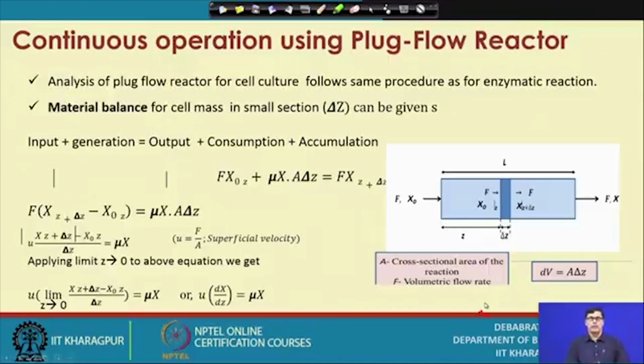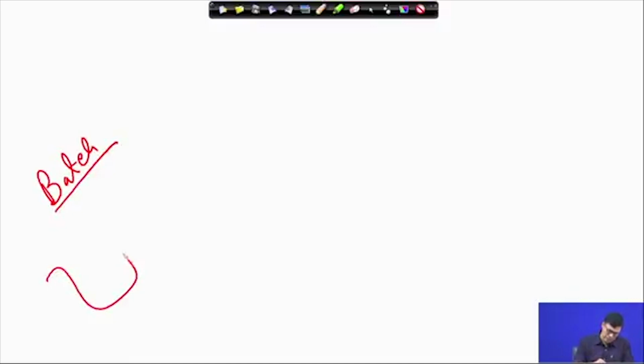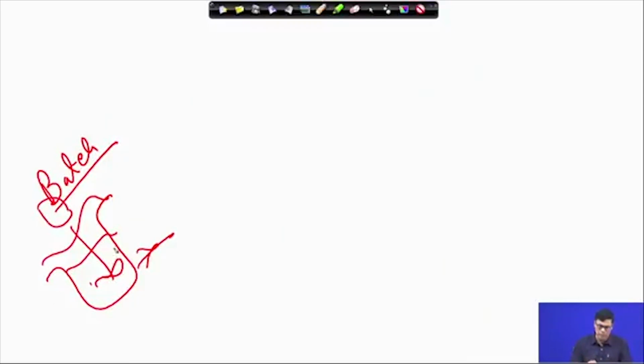Now, here I want to point out one thing: we have seen the batch process. Am I right? The batch process is like this. We take the material at a time, allow it to react, and after the reaction is over, you take it out.